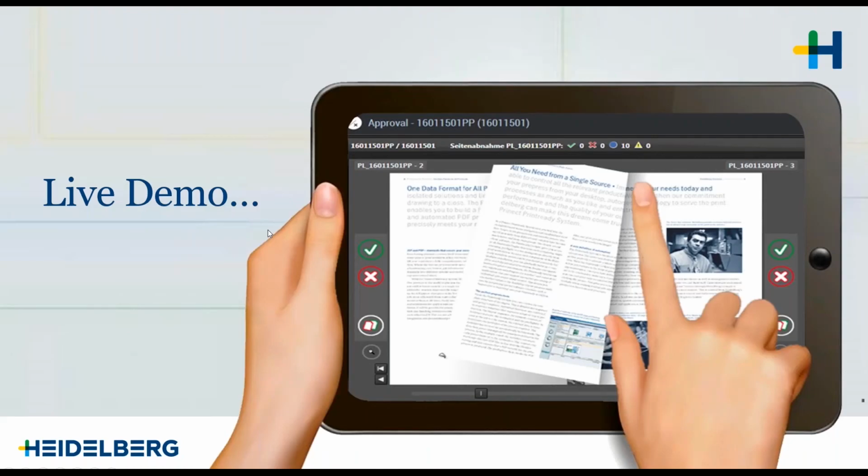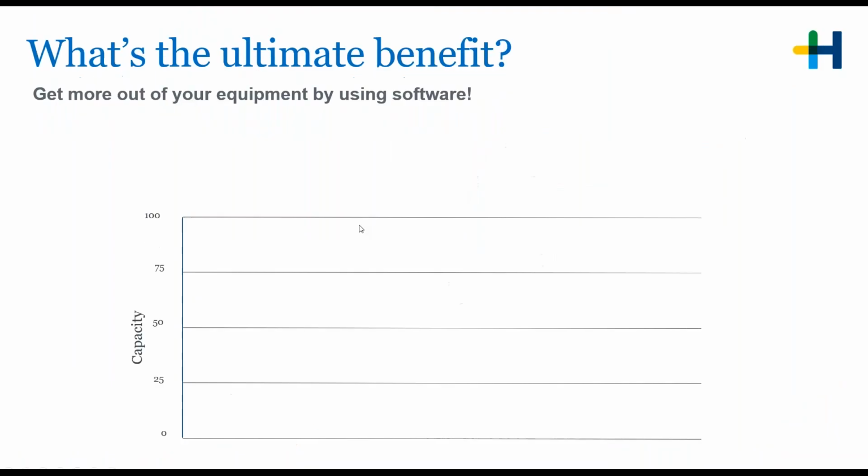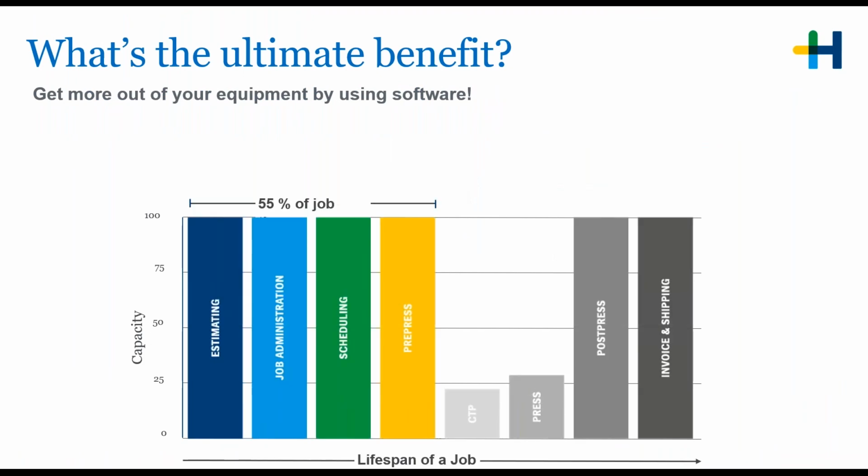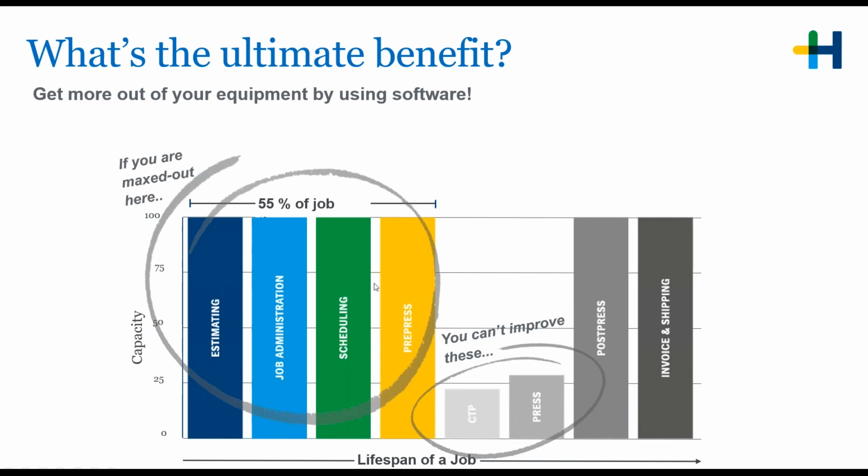So that's just a little overview of Prepress Portal Service. And as you say, it's part of lots of different technologies with Portal that we have developed. So what's the benefit of us putting so much effort into our software? Well, it's to get more out of your equipment by using your software to automate you more. The reason for this is we've identified that you can't really improve on your machinery, your CTP, your presses, even your postpress, if you are completely maxed out in these departments. So if we can give you a bit more capacity through automation, that's going to improve your machinery.